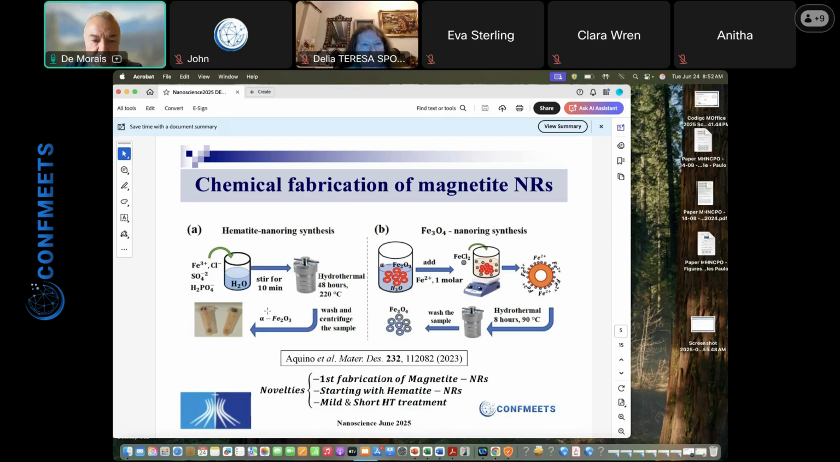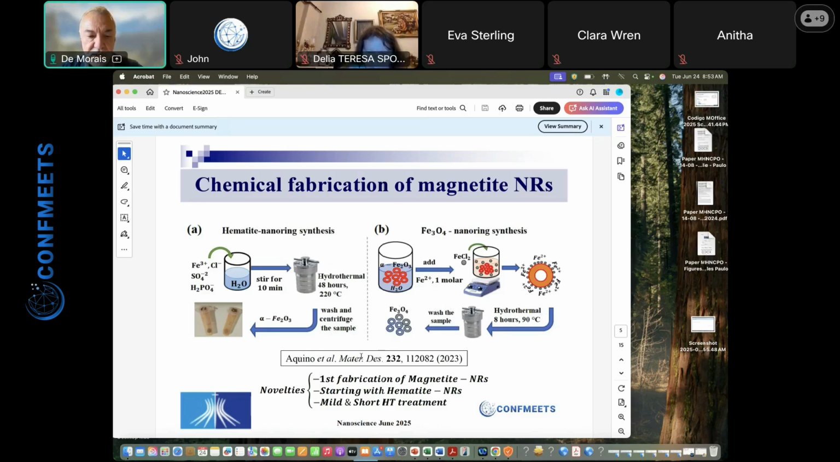So this was the first step. In order to prepare the magnetite nanorings, we take the hematite nanorings and treat them with iron 2, 1 molar iron 2 chloride, actually. So we believe that the iron 2 ions just decorate the hematite nanorings, and then we perform the hydrothermal treatment. It's a comparatively short time, 8 hours only, and a very mild temperature, 90 degrees centigrade. So after 8 hours, we open up the system, wash, and finally we could characterize the magnetite nanorings, not only in terms of morphology, but also in terms of phase and magnetic properties.